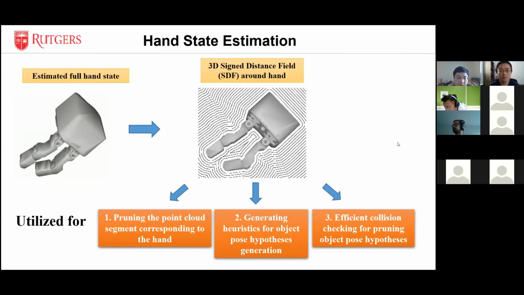And this is utilized for three different purposes. First, it's able to prune the point cloud segment corresponding to the hand. Second, it's able to generate heuristics for efficient object pose hypothesis generation. And third, it can help us do efficient collision checking to prune the false positive pose hypotheses.